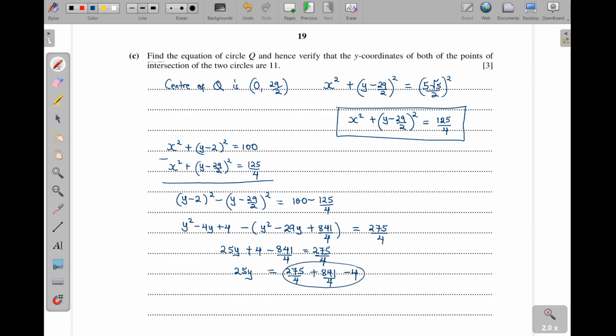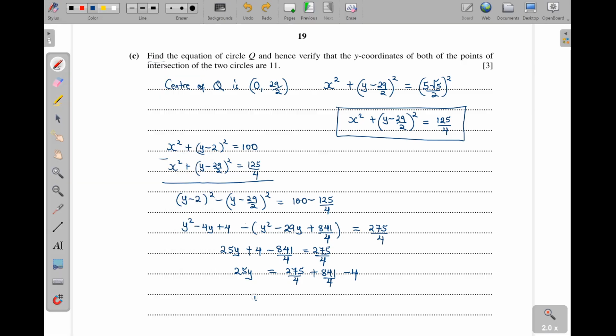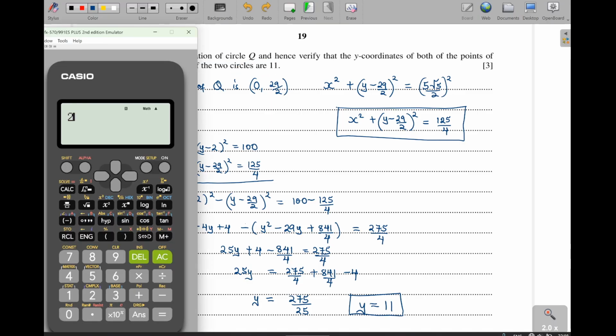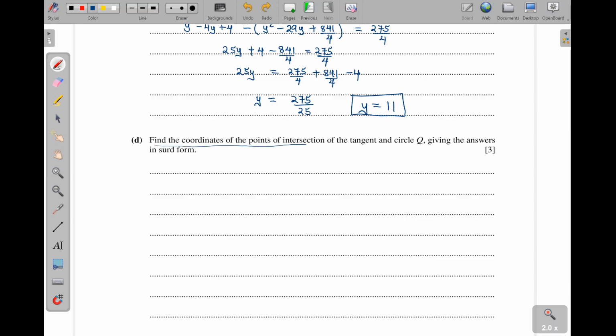So what do we get first here? 275 over 4, then plus 841 over 4, and then minus 4. That is 275. So y is going to be equal to the 275 we get here divided by the 25. So this y must actually give us the 11, which they told us here. 275 divided by 25. Perfect.